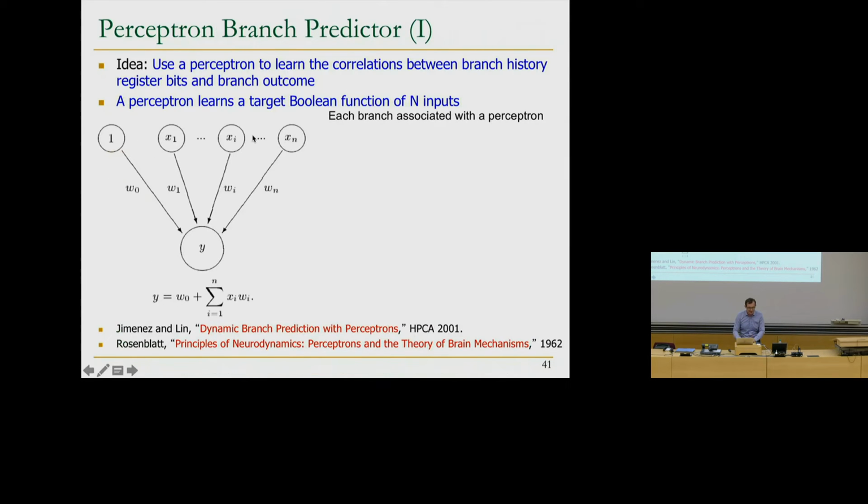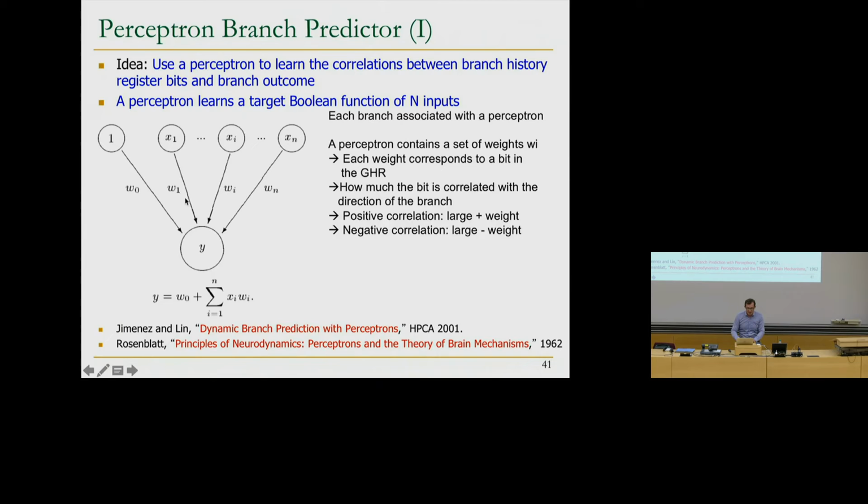Basically, a perceptron looks like this. This is the input vector x. This is the bias weight. You multiply each input vector element with the weight that you learned and sum them up, including the bias, which is the function over here. If y is greater than 0, you make a prediction. If y is less than or equal to 0, you make some other prediction. The idea is to use this perceptron to learn the correlations between branch history register bits and branch outcome. So a perceptron learns the target Boolean function of n inputs over here and the bias over here. Let's take a look at it from the context of branch prediction. Each branch is associated with a perceptron, so think of this as dedicated to a single branch.